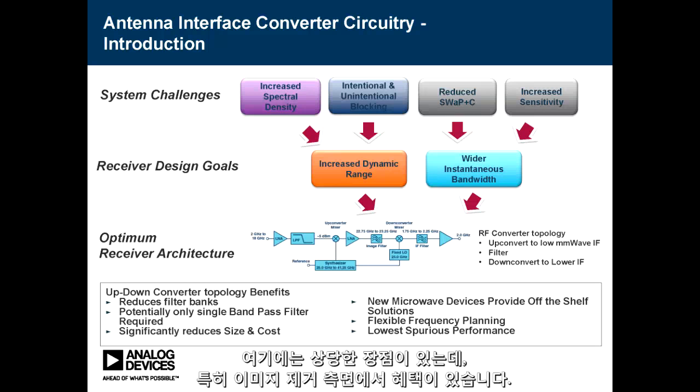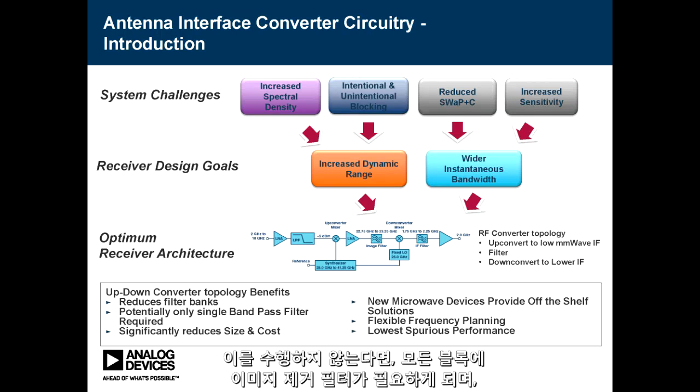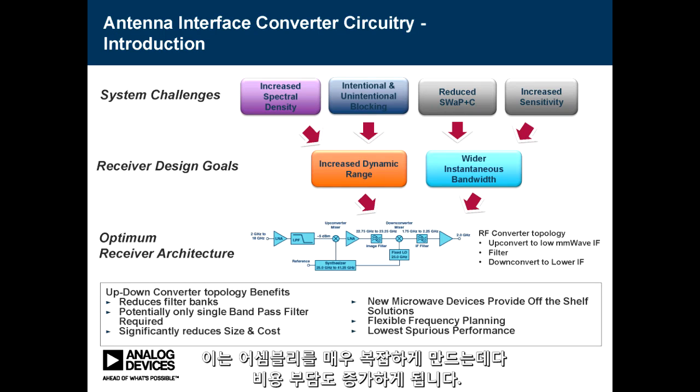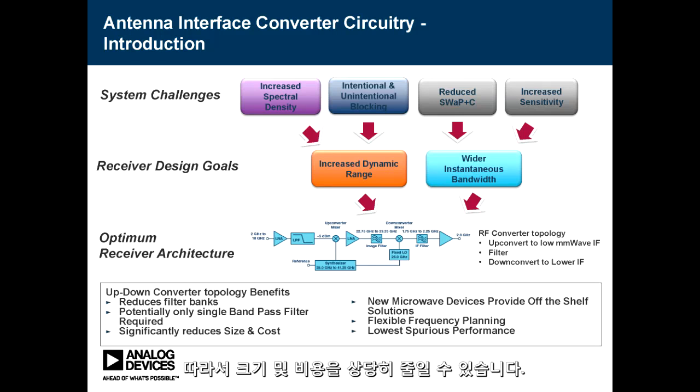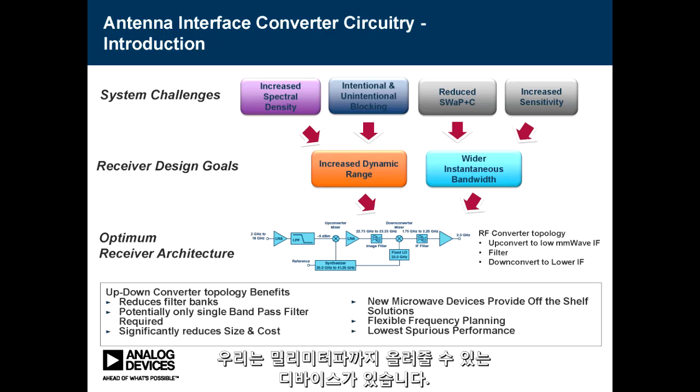There's a lot of advantages to this, particularly in terms of image rejection. If you didn't do this, you would need an image reject filter for every block that you do, which can make the assembly pretty complex and expensive and heavy. When we do this, we only need one filter to do the image filtering. Significantly reduces the size and the cost. We have devices that can do this.